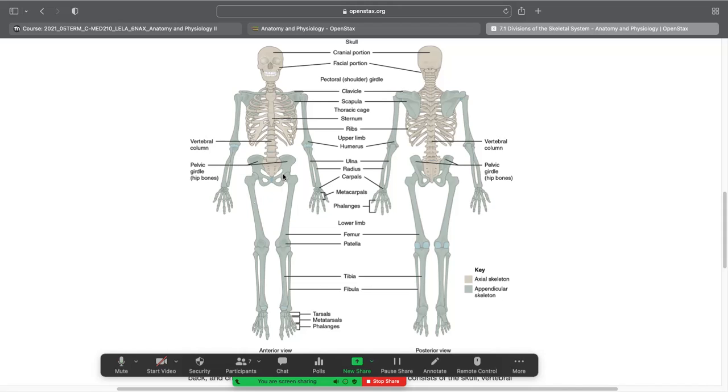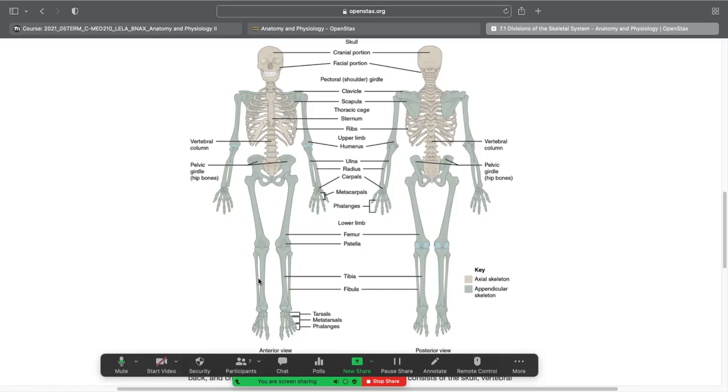Your lower extremity appendicular skeletal system, of course, includes your pelvic girdle. We're going to be going over that bone momentarily, right? Your ischium and your ilium. You have your femur, the largest, longest, long bone in your body. Your patella, the sesamoid bone. Your tibia, and the smaller one, the fibula.